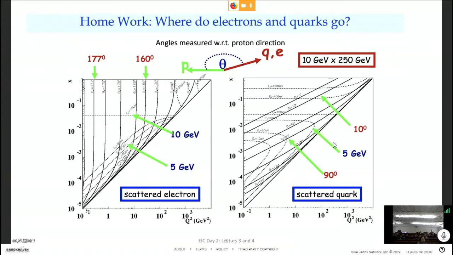So over the wide range in x, the electrons that get scattered at 177 are all coming at this angle here. 175 sits right next door here, 170 sits here, 160 sits here, 130. A 90-degree scatter, which means that the electron gets scattered vertically compared to the direction, is sitting all the way there at q squared of 100 GeV squared or larger.